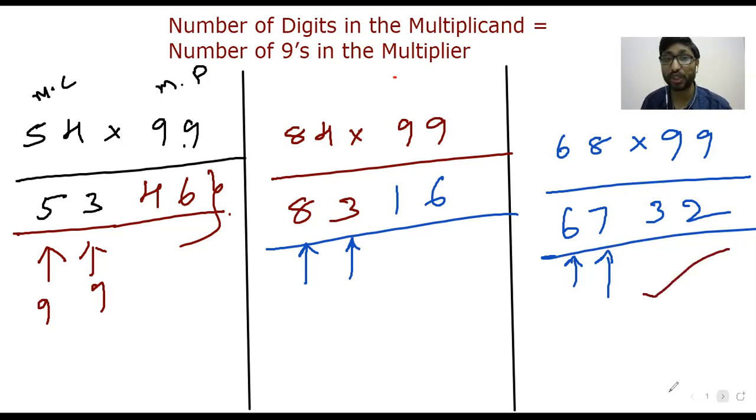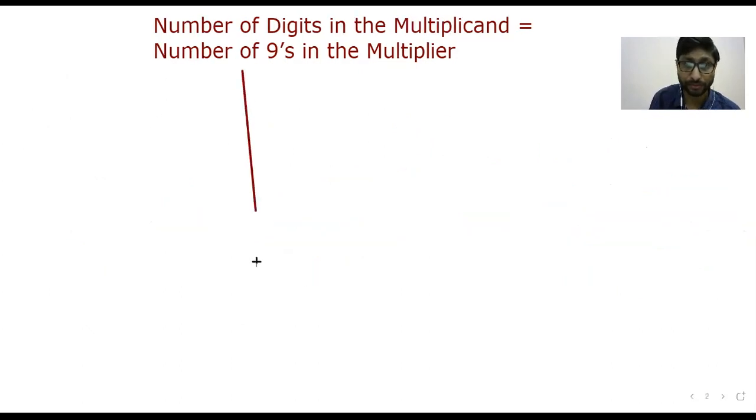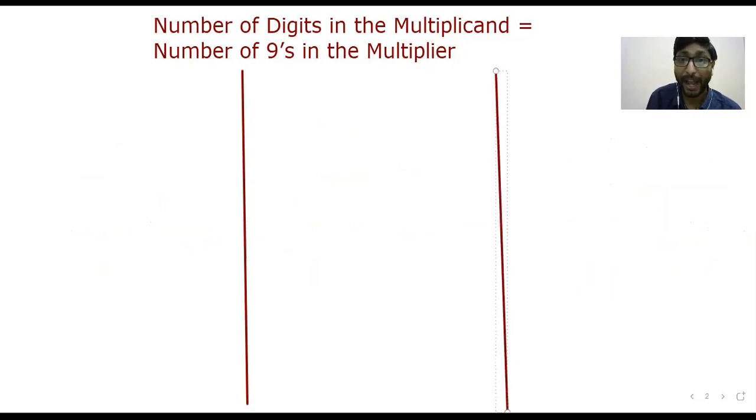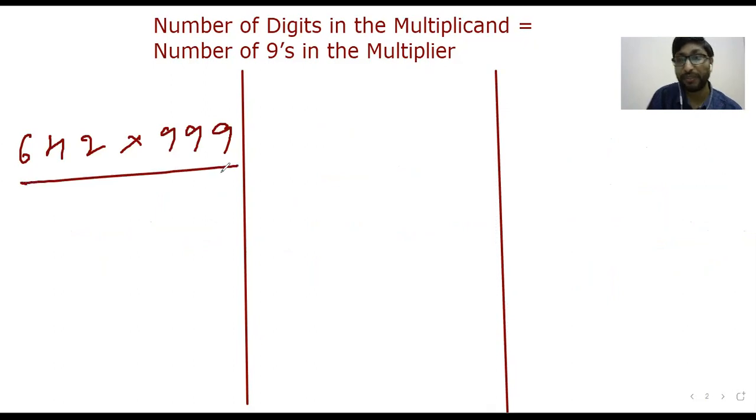Let me show you some more examples to make you thorough with this concept, as per the logic that the multiplicand has the same number of digits as the multiplier. Before, we saw 2 digits and 2 digits. This is 3 digits and 3 digits.